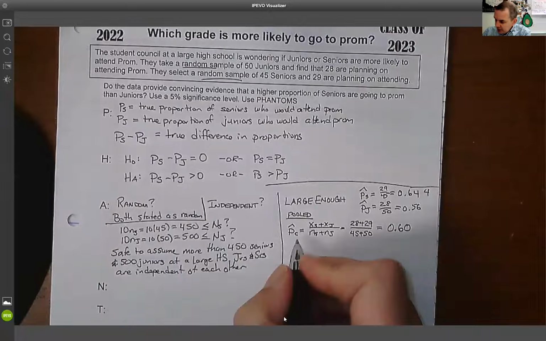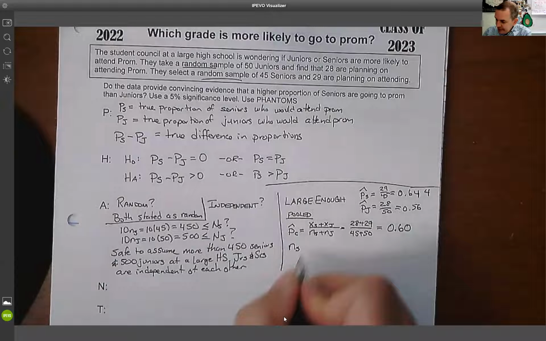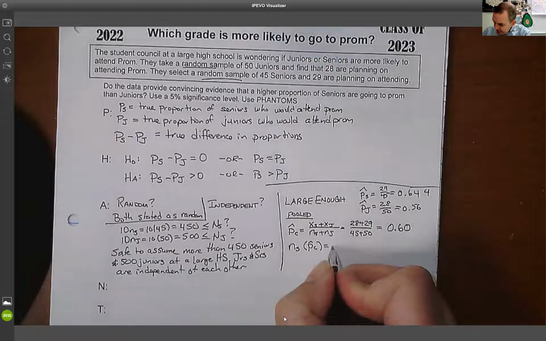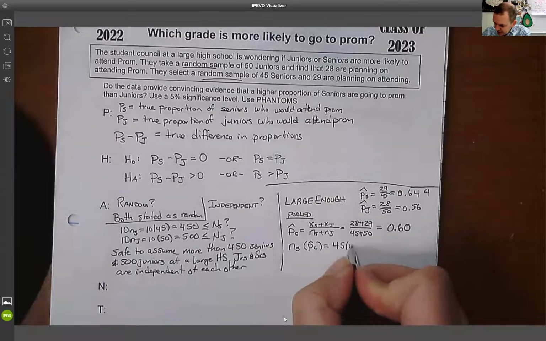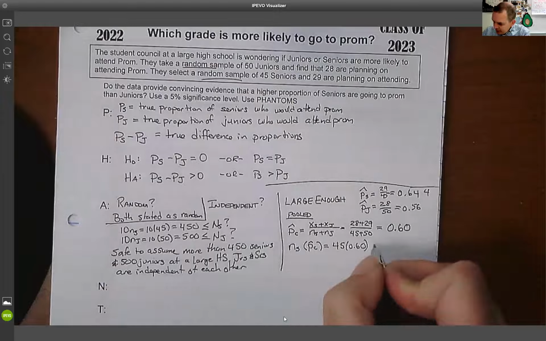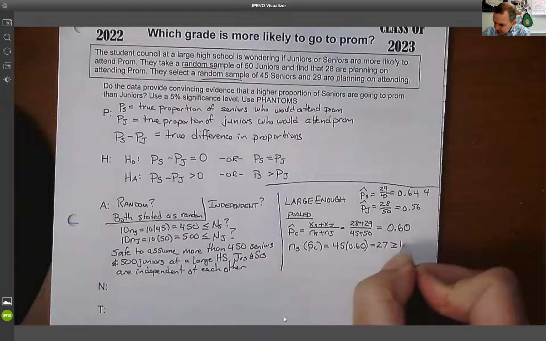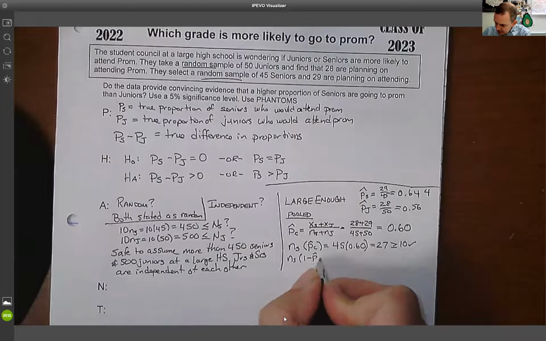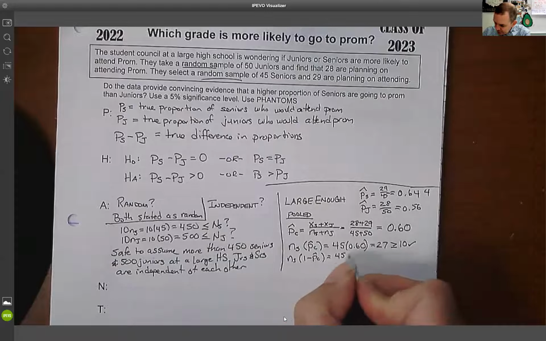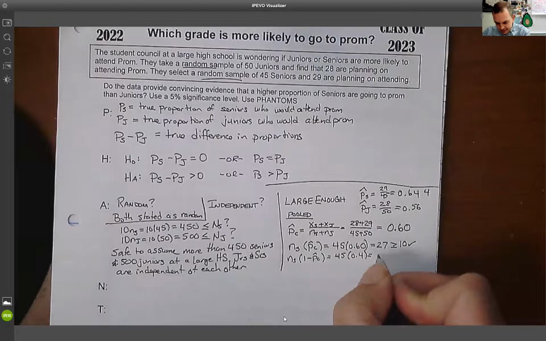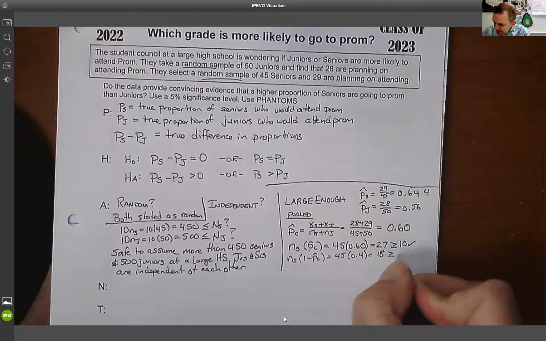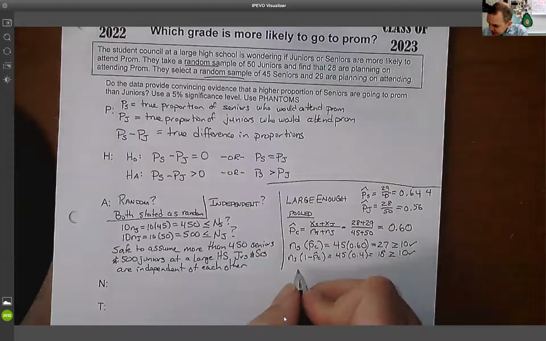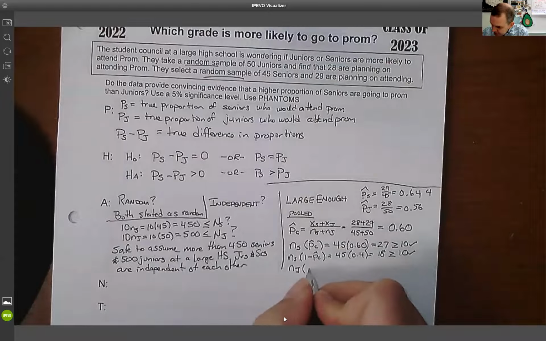The large enough check is actually based on that. What I'm going to do is say, well, if I have that number of seniors and I multiply it times that p hat C, so if I take my 45 seniors and multiply it times 60%, I get 27. That's greater than or equal to 10. If I take my number of seniors and multiply it times the complement, 45 times 0.4 gives me 18. So if in fact there was no difference, I would be assured of having enough senior successes and enough senior failures. And then I'm going to do the same thing for juniors.